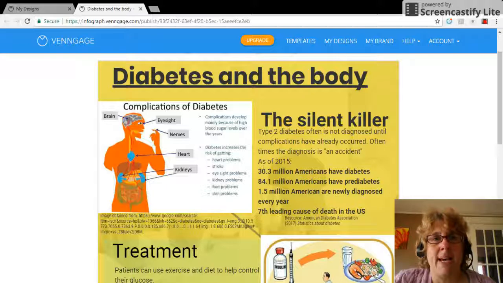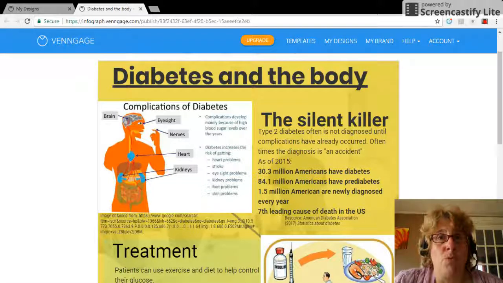Type 2 diabetics often have one of the following conditions that increase their risk of heart disease: hypertension, abnormal cholesterol levels, obesity, and or smoking. Kidneys can also be damaged, again related to the blood vessels, which clean the blood. And when those blood vessels are damaged, they're not able to clean and filter the blood properly.